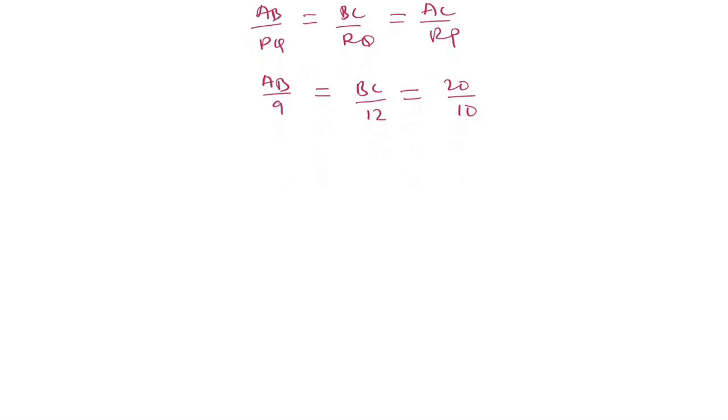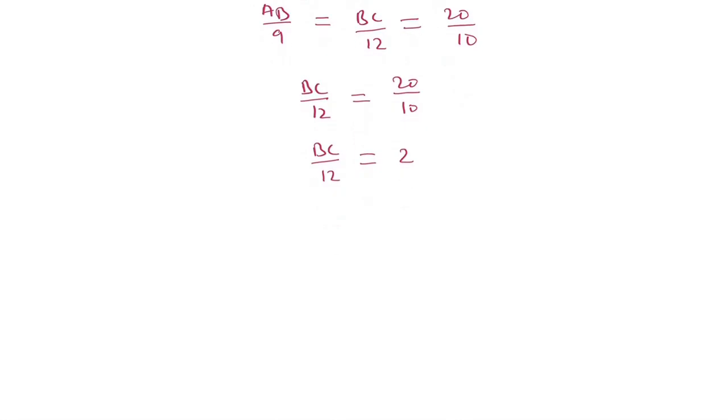Okay, so let us just consider this part. BC over 12 equals 20 over 10. So simplifying this, we are having BC over 12 equals 2. Let us now multiply both sides by 12. Then we are having BC equals 12 times 2, of which this becomes 24 centimeters.